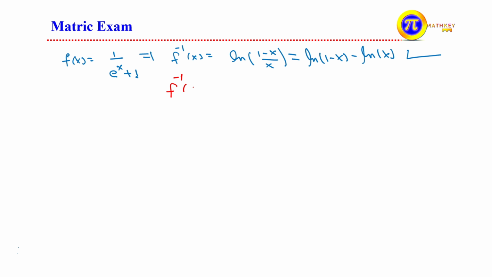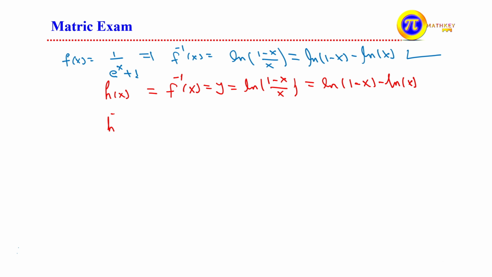Let this be y, equal to ln of (1 minus x) over x, which is equal to ln of (1 minus x) minus ln of x. So to find the inverse of this function, let's say this is h of x if you want. To find h inverse at x, we have to interchange x and y.